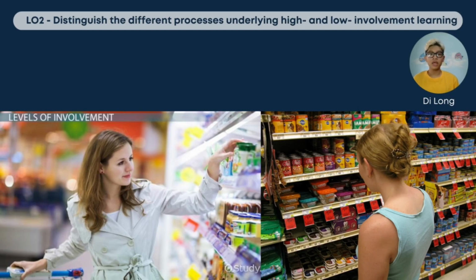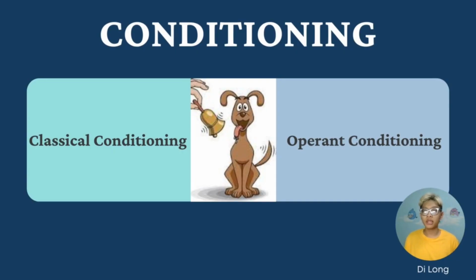Now, the different processes underlying high and low involvement learning. Conditioning is the learning process that involves altering behavior through repeated experience and reinforcing or punishing specific responses. There are two types of conditioning: classical conditioning and operant conditioning. Classical conditioning involves pairing a new neutral stimulus with a naturally occurring stimulus to elicit a learned response. This process occurs over time, resulting in a conditioned response similar to the original unconditioned response.